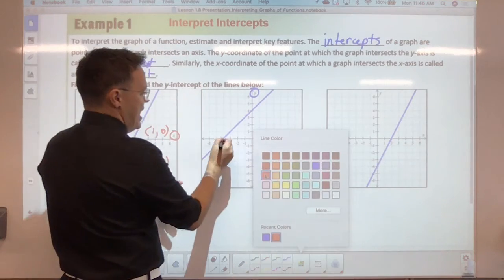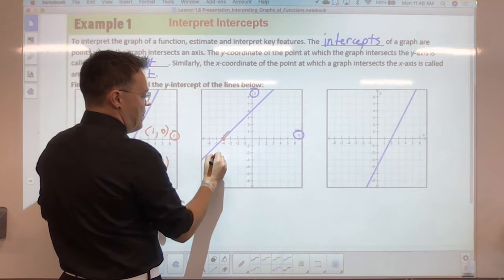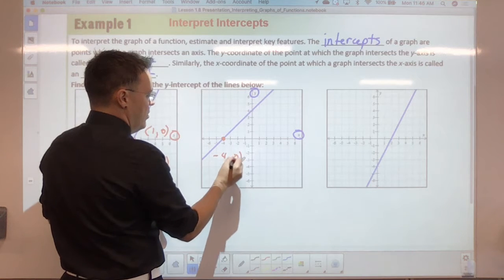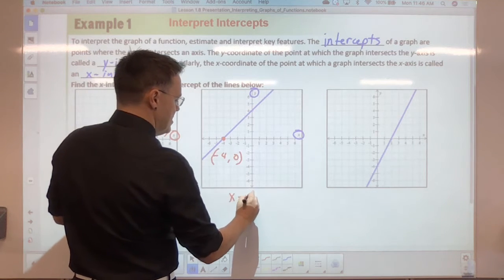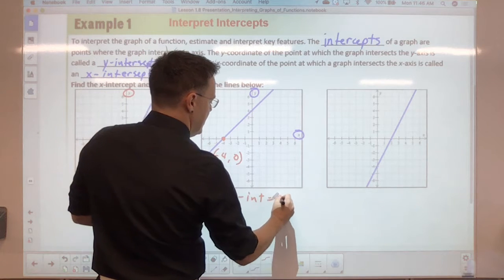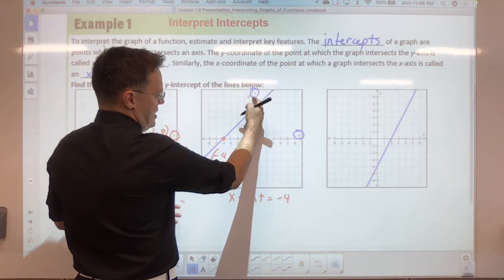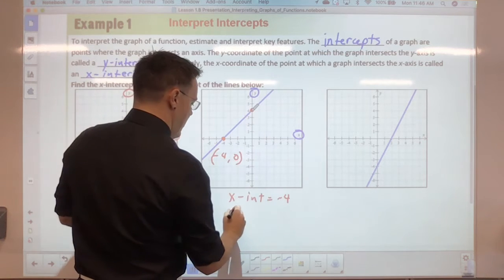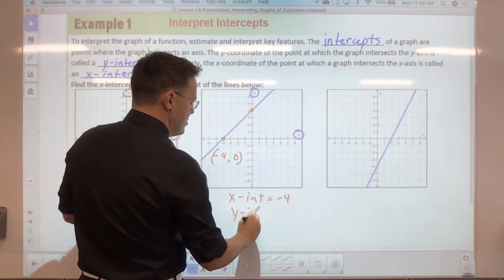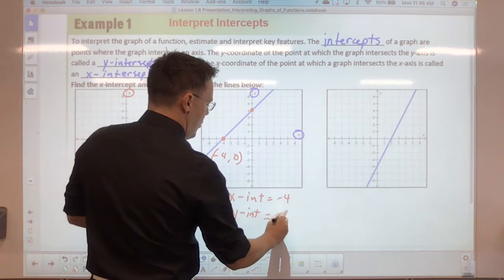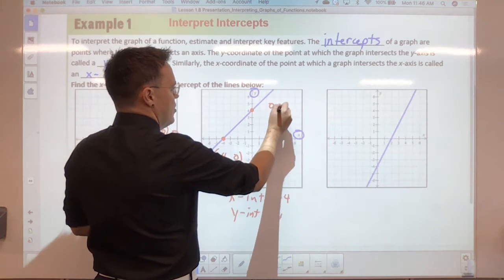On the x, once again, it's right here. That point would be -4, 0. So my x-intercept is -4. On this coordinate, the y-intercept, it graphs at 4, so my y-intercept equals 4. Remember, the point is 0, 4.